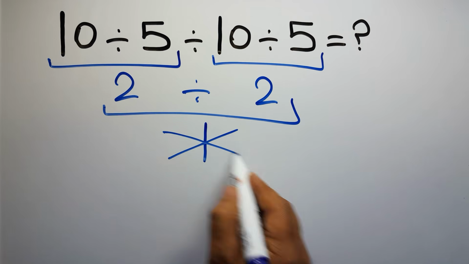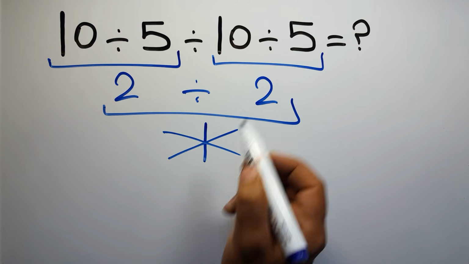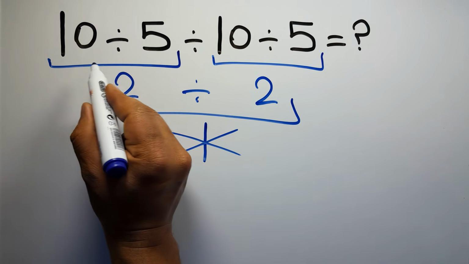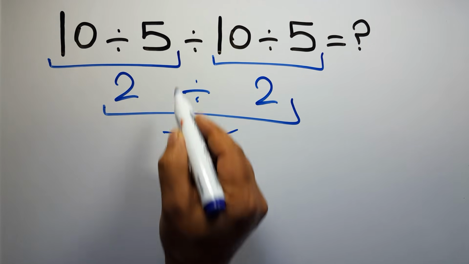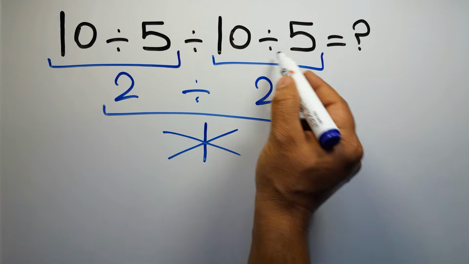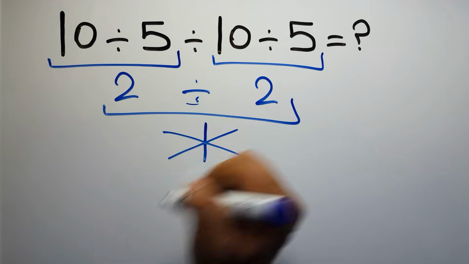But this answer is not correct, because according to the order of operations, when we have more than one division in an expression, we have to work from left to right. So first we have to do this division, then this division, and finally this division. If we do this division before this division, it is wrong.